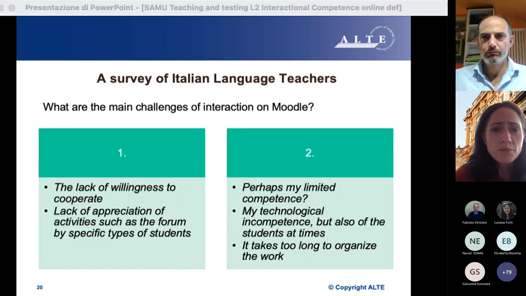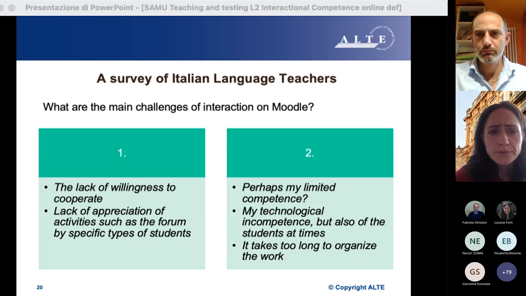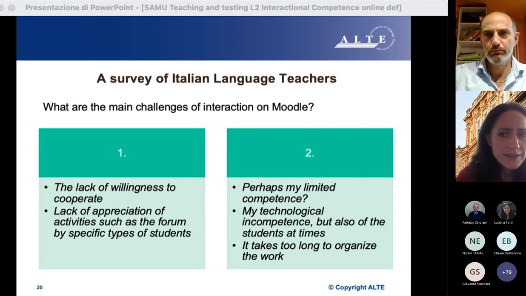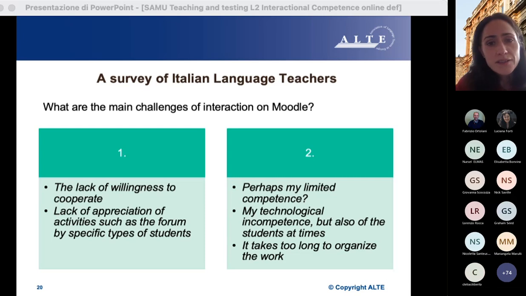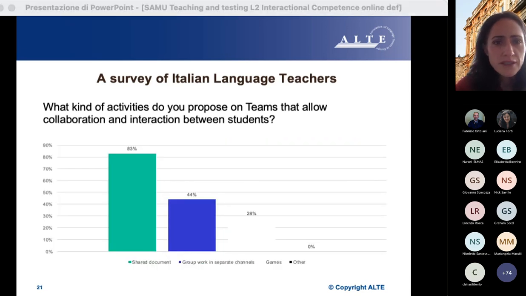So to the question, what are the main challenges of interaction on Moodle? I have selected only two aspects highlighted by the teachers that you see divided into the two columns. On the one side, we find the lack of willingness to collaborate and the lack of appreciation of activities such as the forum by specific type of students. On the other side, the limited technological competence of the teacher, but also of the students. So let's shortly see the synchronous activities in video conferencing.